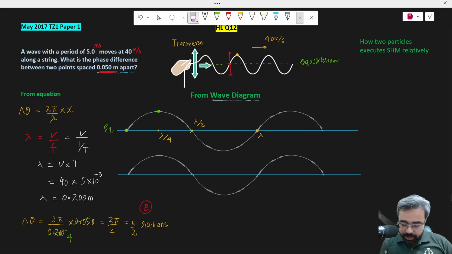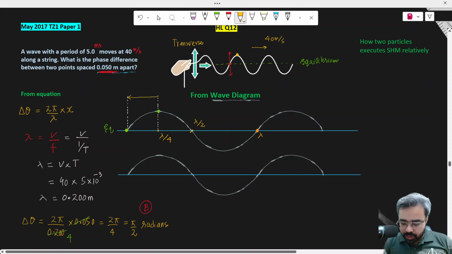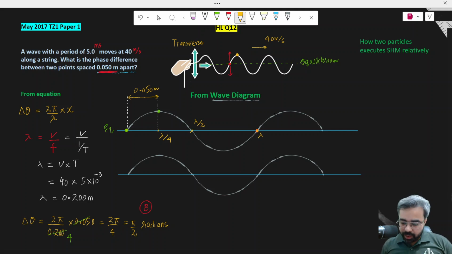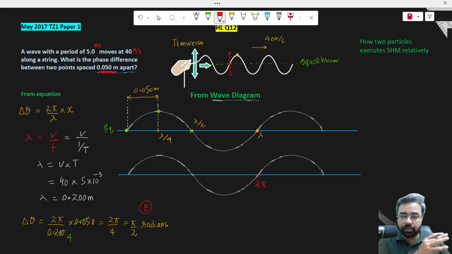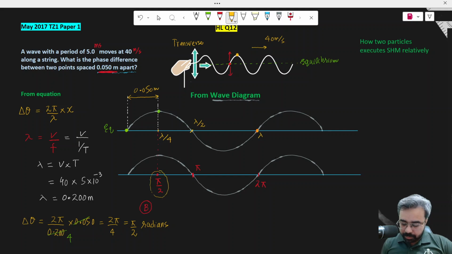The distance between them is 0.050 meter, which is one quarter of one complete wave. So if this is the wavelength axis, here I'm going to show you the angle. In one complete simple harmonic motion, the total angle covered is 2 pi, if you relate circular motion with simple harmonic motion. Half a cycle, the half vibration, represents pi, and this represents exactly pi over 2. That's why I was saying the right answer is pi over 2, option B.